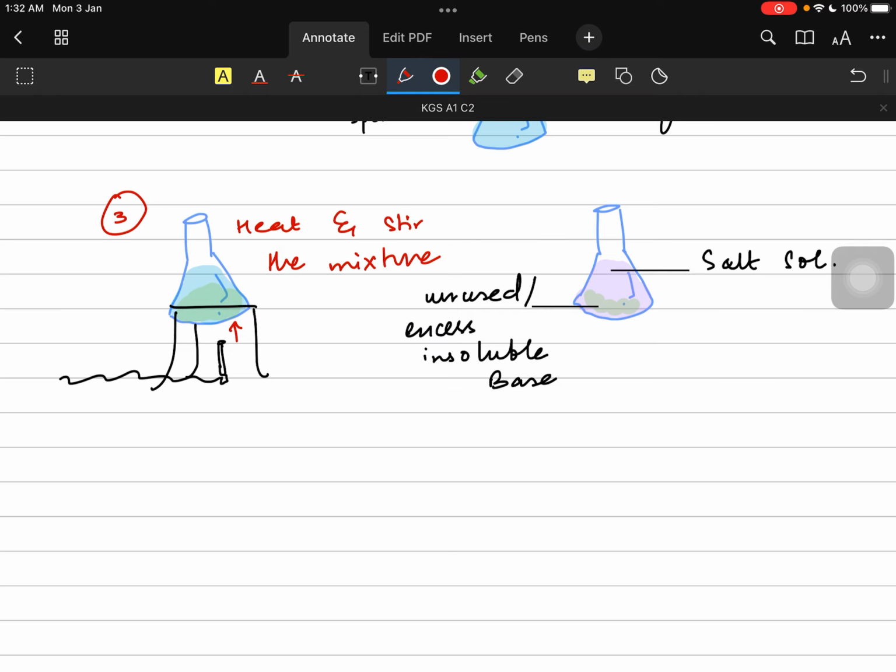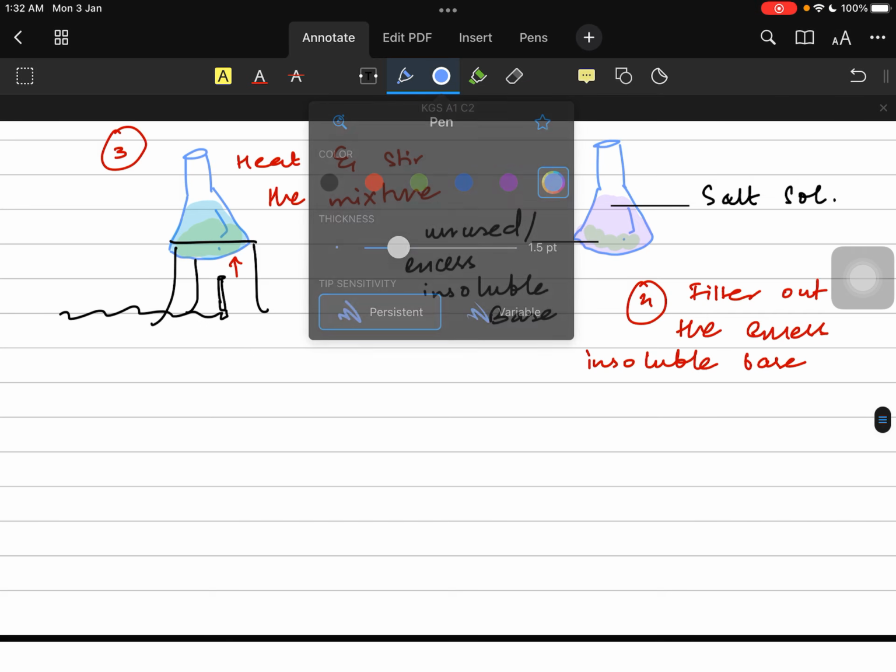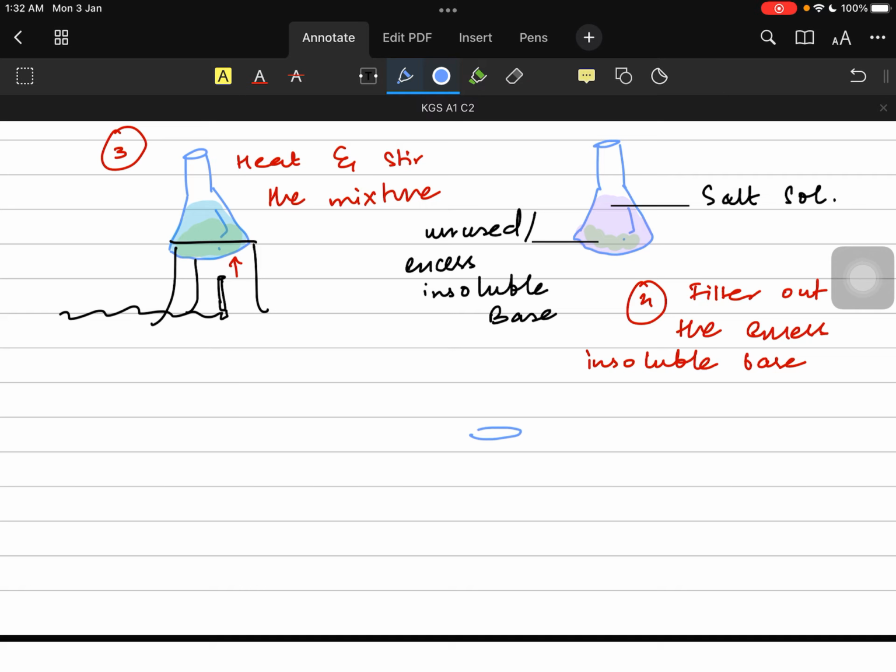So in step 4, we filter out the excess insoluble base. You obviously use a filter paper for that. Make sure you talk about it. Make sure you mention that you are using a filter funnel, and that you are using a beaker to collect it, and the fact that you're using a filter paper for that.